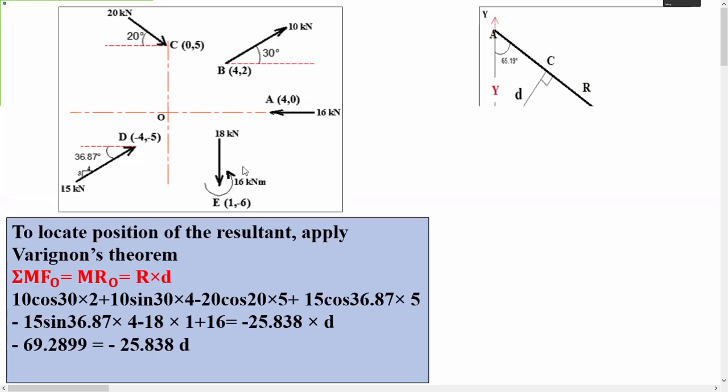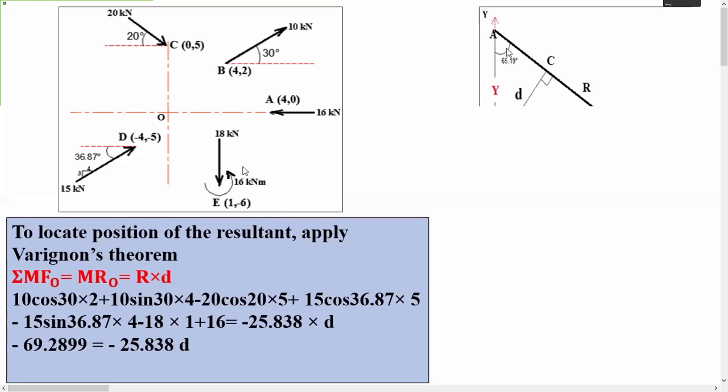So at that time, this is only enough. This is only enough means apply Varignon's theorem and calculate the value of D. What is D? D is nothing but the perpendicular distance between the line of action of the resultant and the point O. So this is the D. From this diagram, I think it is clear. But observe this diagram carefully.